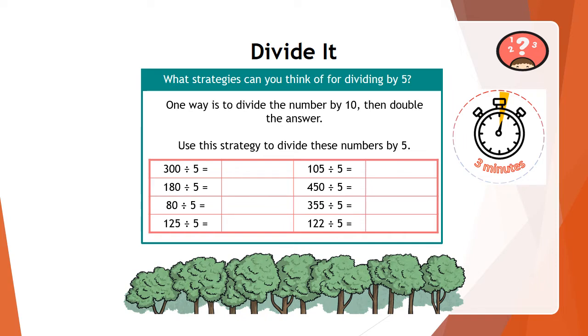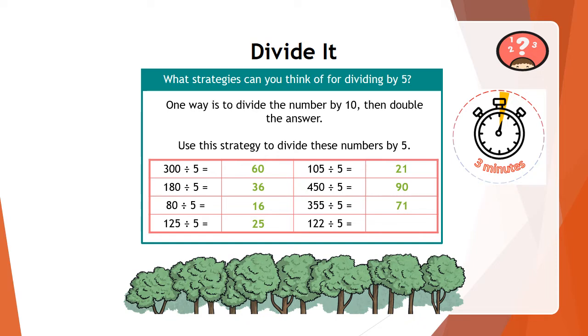Excellent. How well did you do? Well, 300 divided by 5. 300 divided by 10 is 30, so if we double the 30, we get 60. 105 divided by 5. Well, 105 divided by 10 is 10.5. And if we double 10.5, we get 21. 180 divided by 5 is 36. 450 divided by 5 is 90. 80 divided by 5 is 16. 355 divided by 5 is 71. 125 divided by 5 is 25.